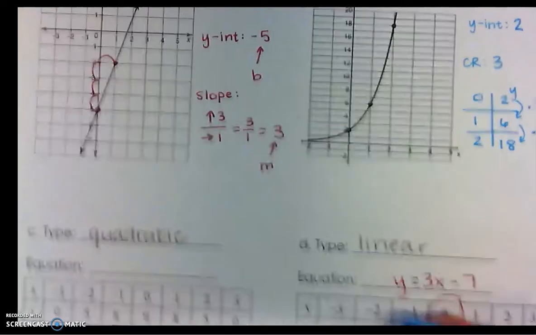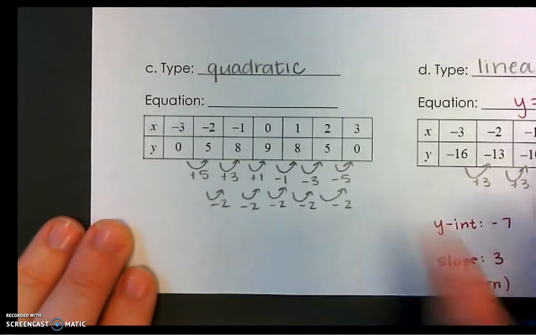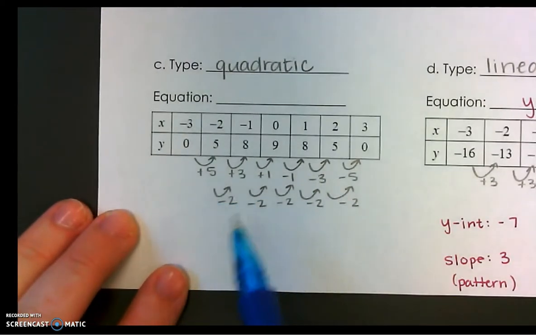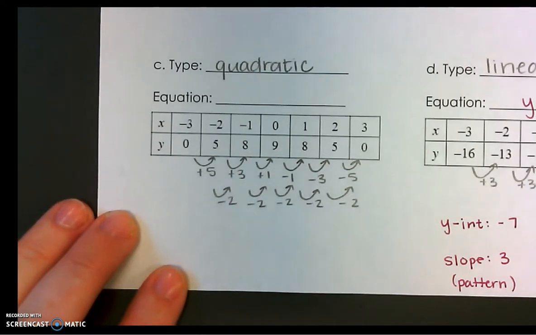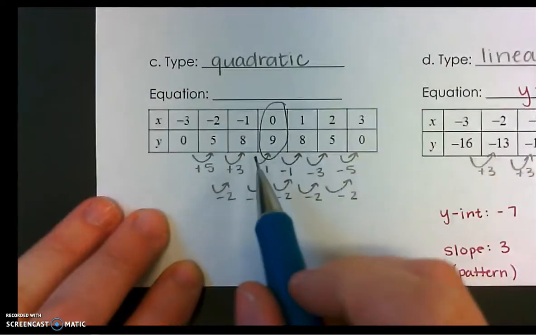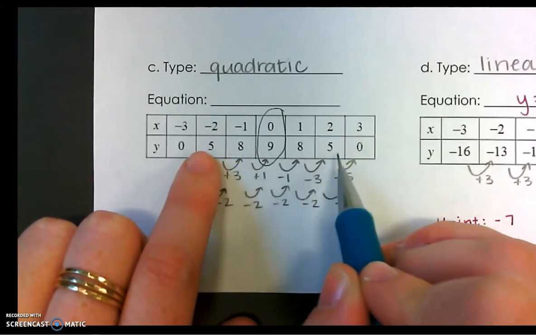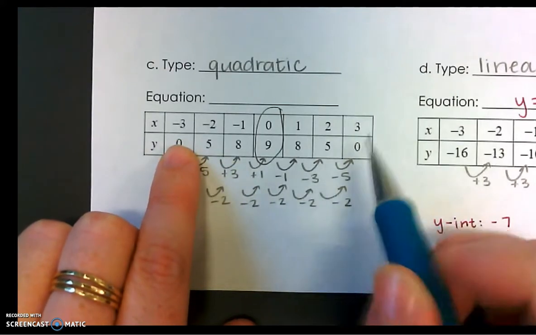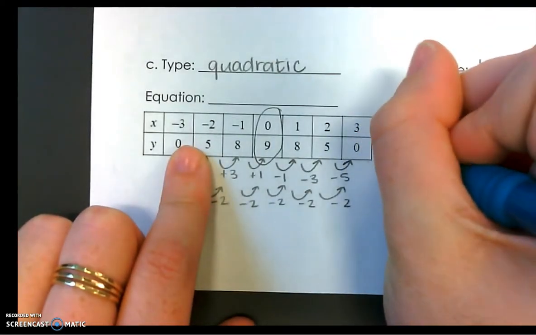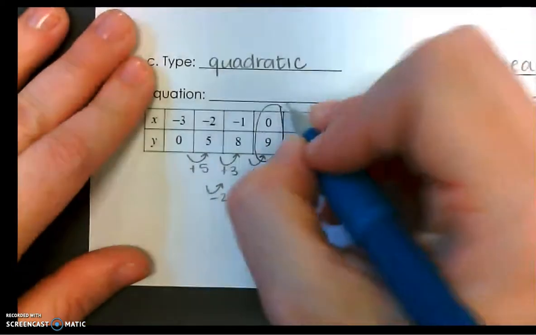So the last one to do is C. I know I kind of went out of order here. Now this one is quadratic because it has that constant second difference. If you are using the vertex method, then you need to find the vertex first. My vertex here is usually in the middle of the table. It's where those values start to repeat. Everything's repeating around this 0, 9. If I work my way out, it goes to 8, then 5, then 0. Also notice that these values are getting smaller, which means it would be the U shape. So this is my vertex.